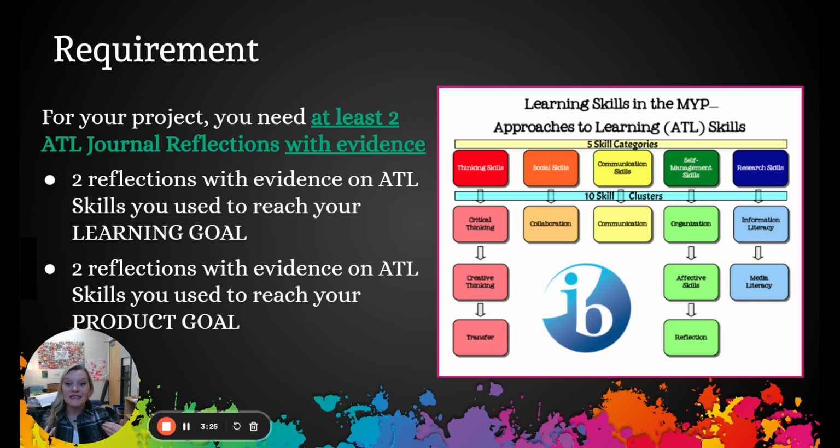And so you need to select at least 2 of these skills that you're going to reflect on in your journal. Ideally, you would do 4, but at least 2. And you're going to reflect on what ATL skills you used to meet your learning goal and what ATL skills you used to create your product goal. And you're going to need to provide evidence.